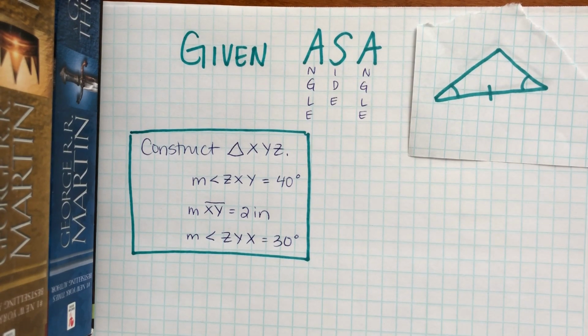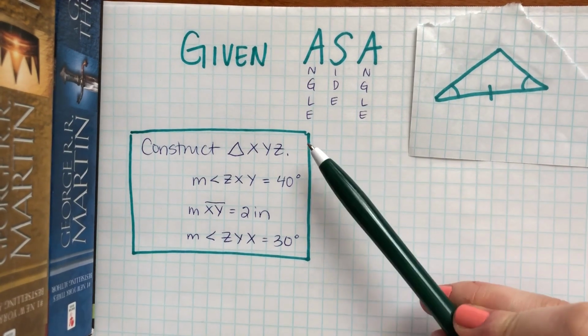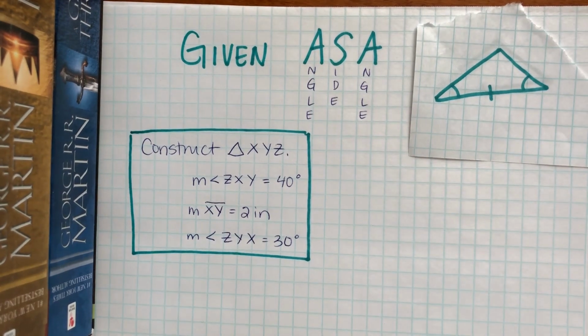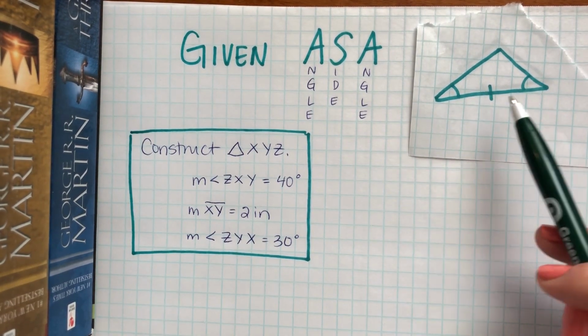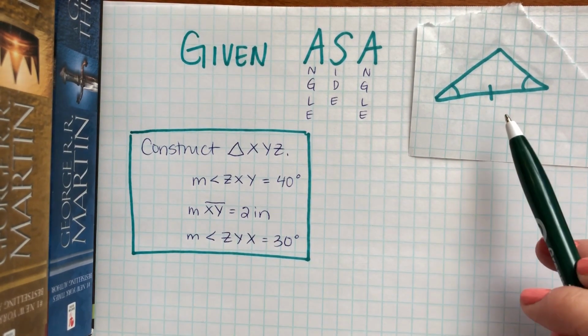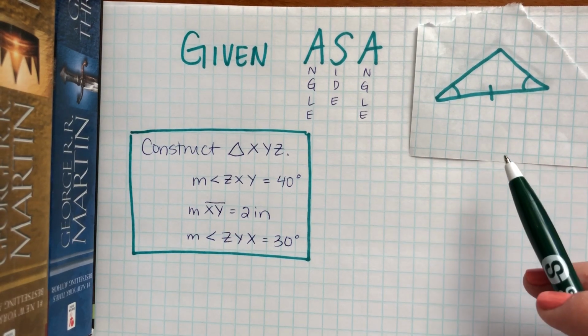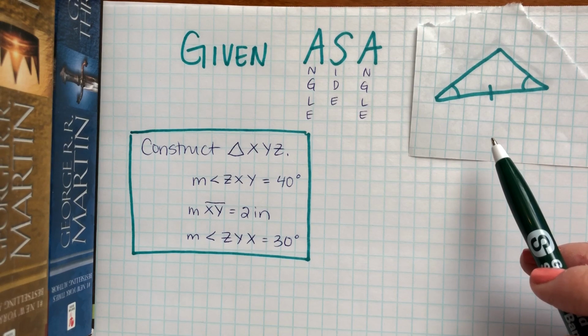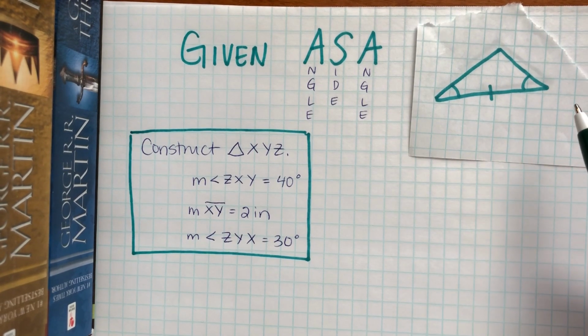Next up, we have constructing a triangle when you're given an angle, a side, and an angle in that order, or two of the angles of the triangle and the side in between. So we call that angle, side, angle. So we are going to make this angle, side, angle.